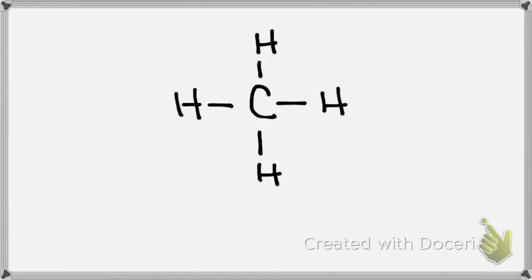Now, if we look at the structure, we're going to have to count our electrons. We can do this simply by checking the bonds that are present here. Remember that each bond counts as 2 valence electrons. So we have 2, 4, 6, and 8. So we match the 8 from earlier.